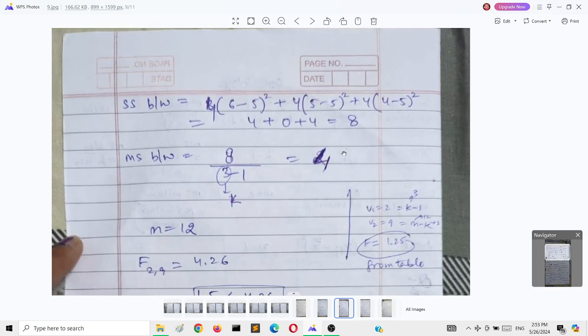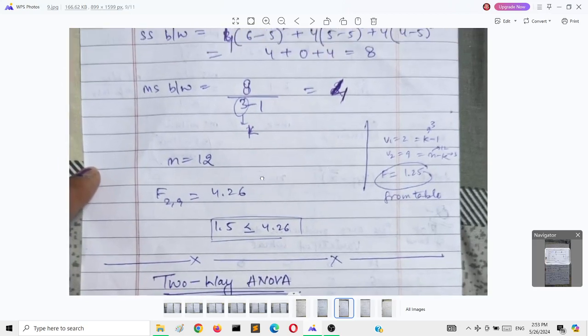In a similar fashion, you want to get the mean value, so you divide by how many samples there were. There were 3 samples, so k is 3. Here we get 3 minus 1, that's the k value. So 8 divided by 3 minus 1, that's 8 divided by 2, that's 4. So 4 is the MS between.